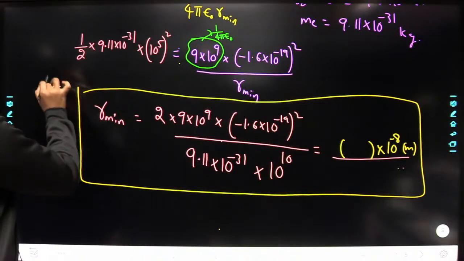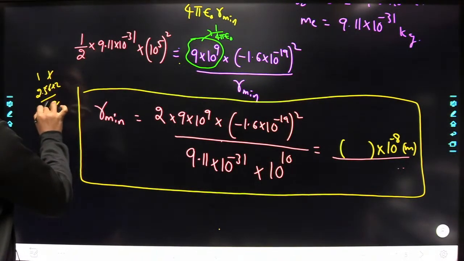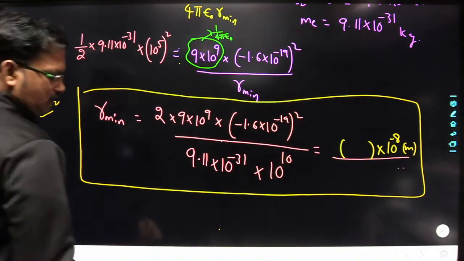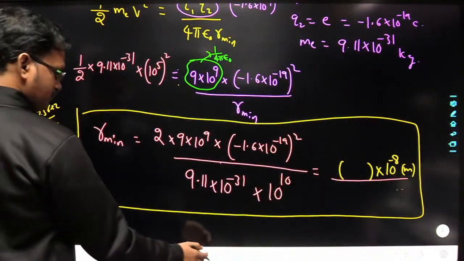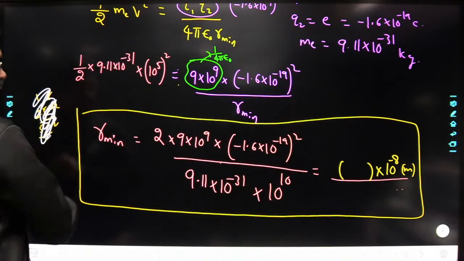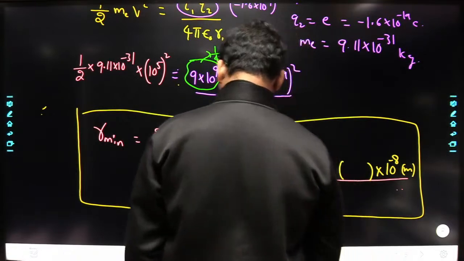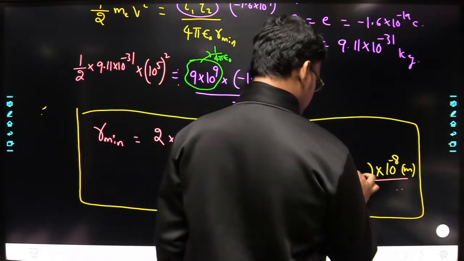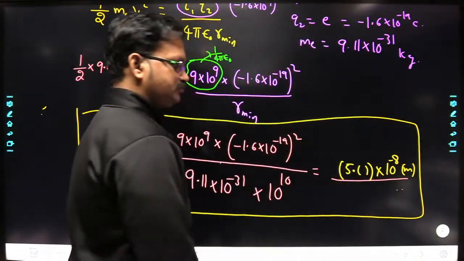2.56 into 2.25 is 10. Okay, the answer will be approximately 5 point something. You have to get 5 point something here.